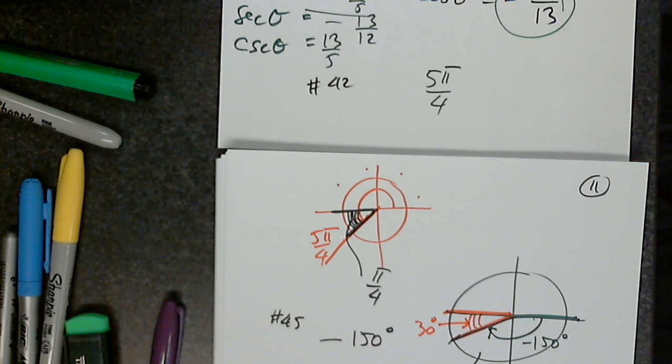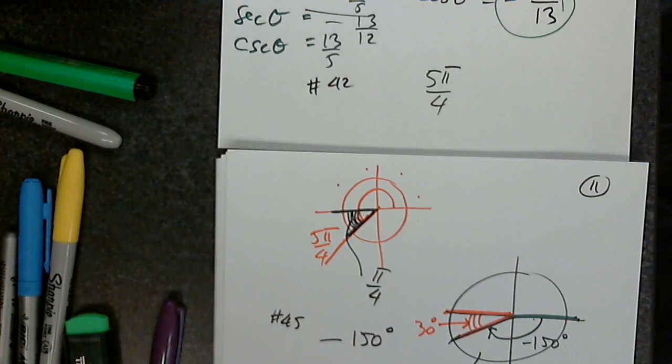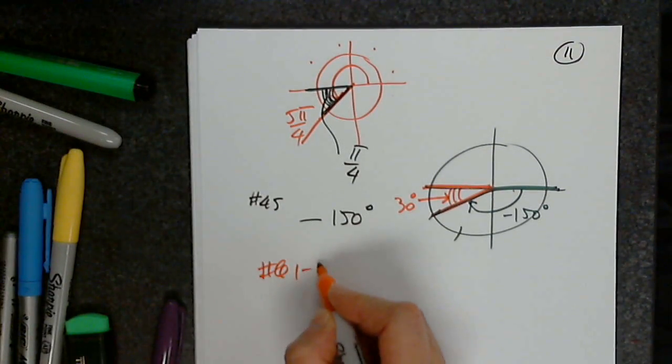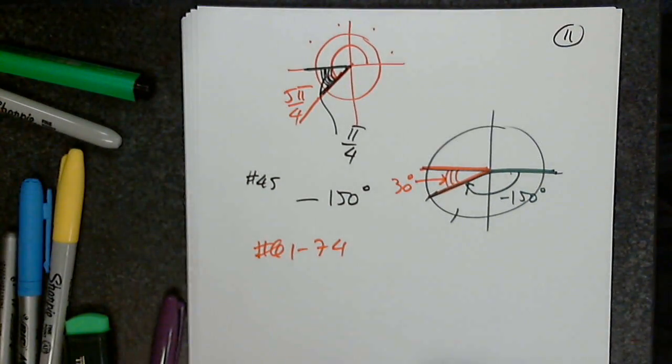Use the reference angle to find the exact value of each expression. Do not use a calculator. Last set from this section, 61 through 74. You choose. Tangent 210. Very good.